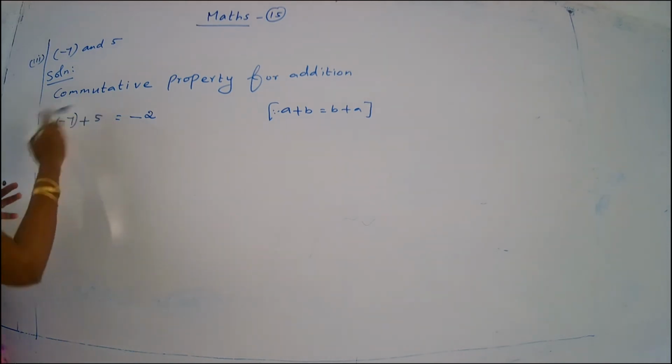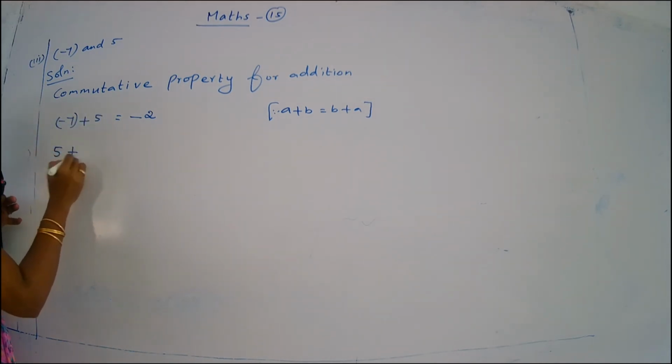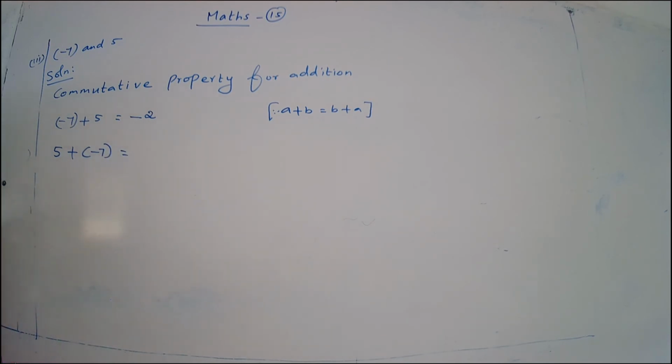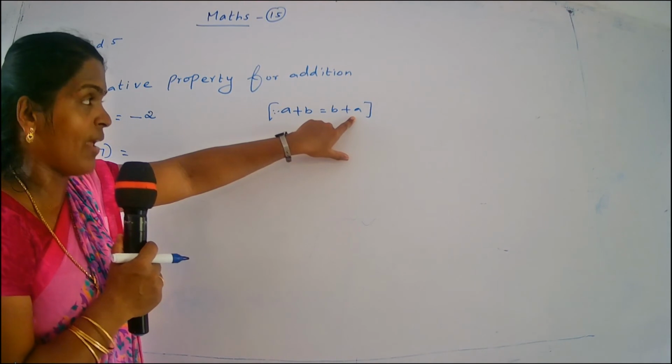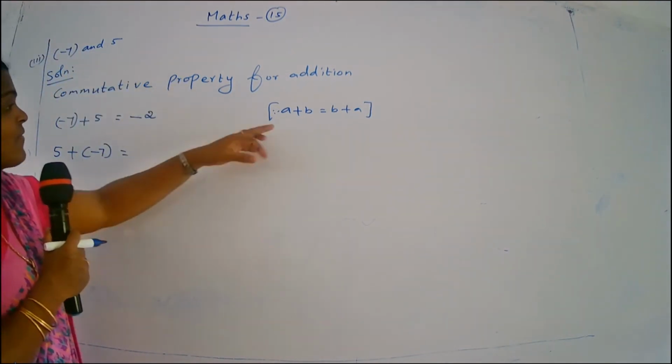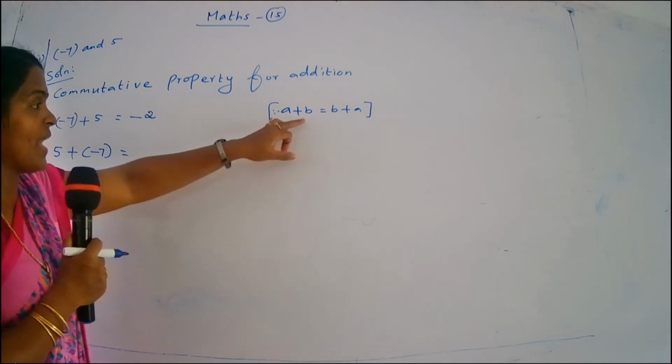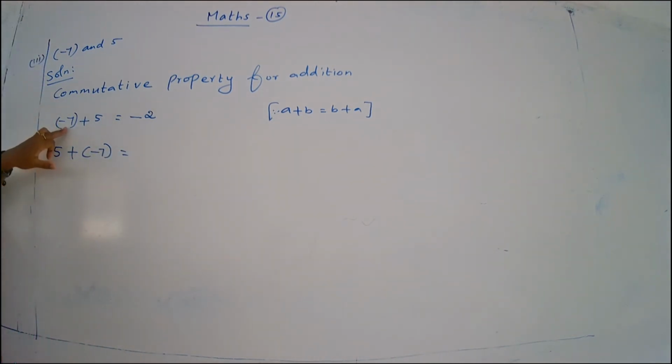Okay. Now you change the order. That means 5 plus minus 7. All of you listen. This question is verify commutative property for addition and multiplication. So first of all you check commutative property for addition. The rule is A plus B is equal to B plus A. Here A is equal to minus 7 and B is equal to 5. Now we find the value of A plus B, that means minus 7 plus 5, and your answer is minus 2.